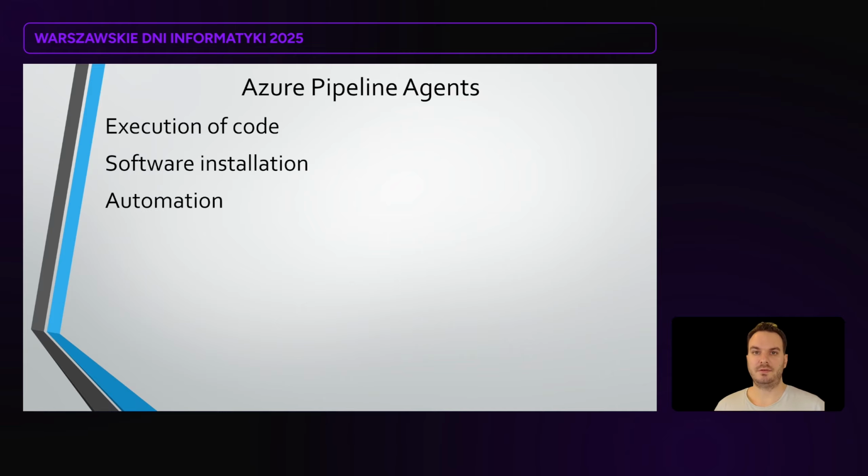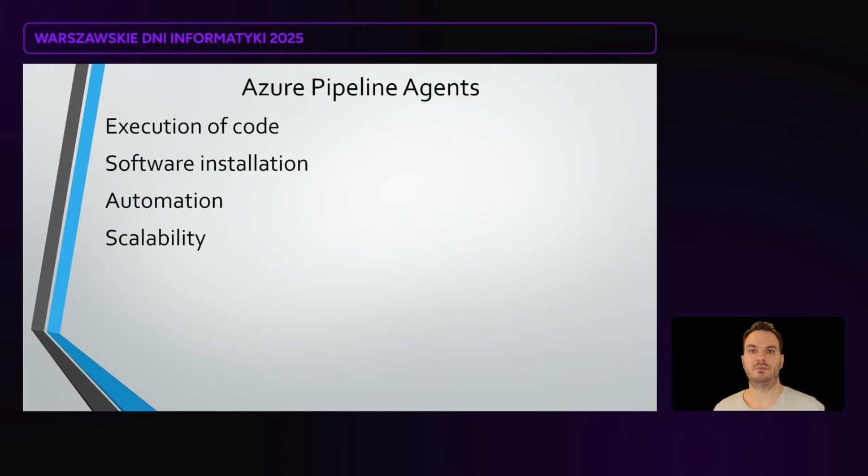A big reason why we're using agents and pipelines is we want to have automation. So if a developer checks in new code, then we want to automatically build the application, run unit tests, maybe deploy the application, and everything should be done by code, not manually by the developers. And all of this wouldn't be possible without the agents.